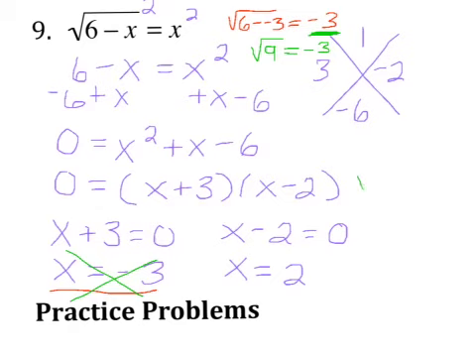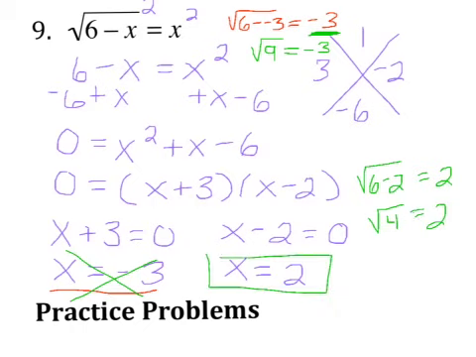But if we plug in 2, the square root of 6 minus 2 should equal 2. The square root of 4 does equal a positive 2. So x equals 2 is not extraneous. It is an actual solution to the problem.